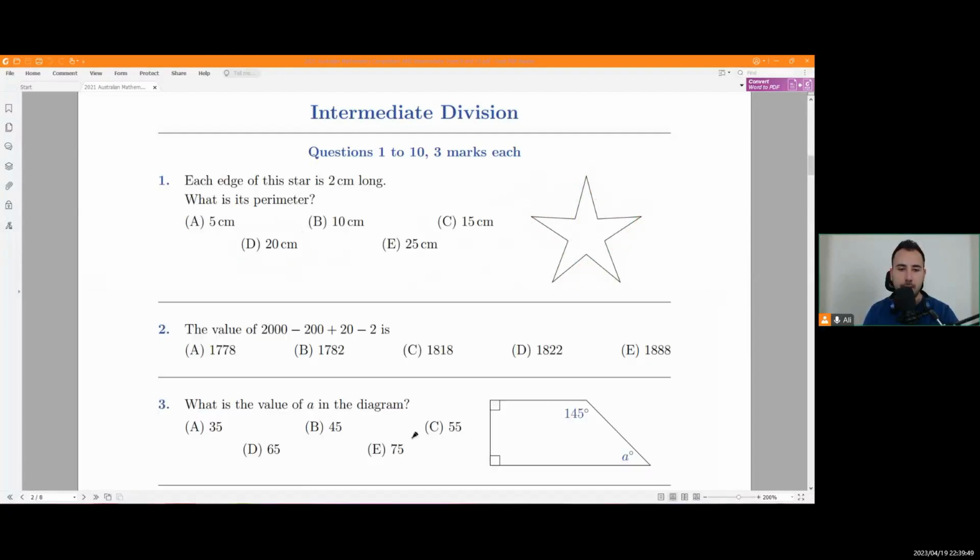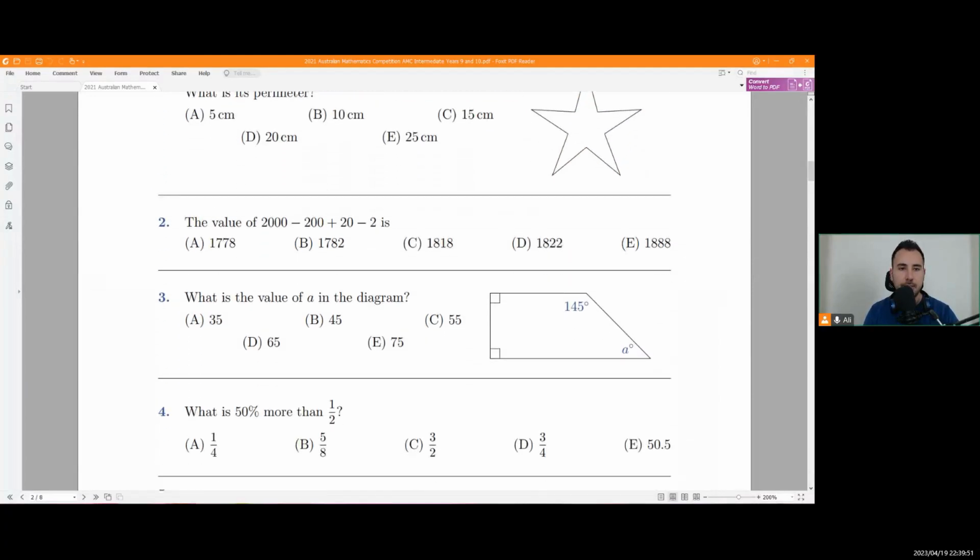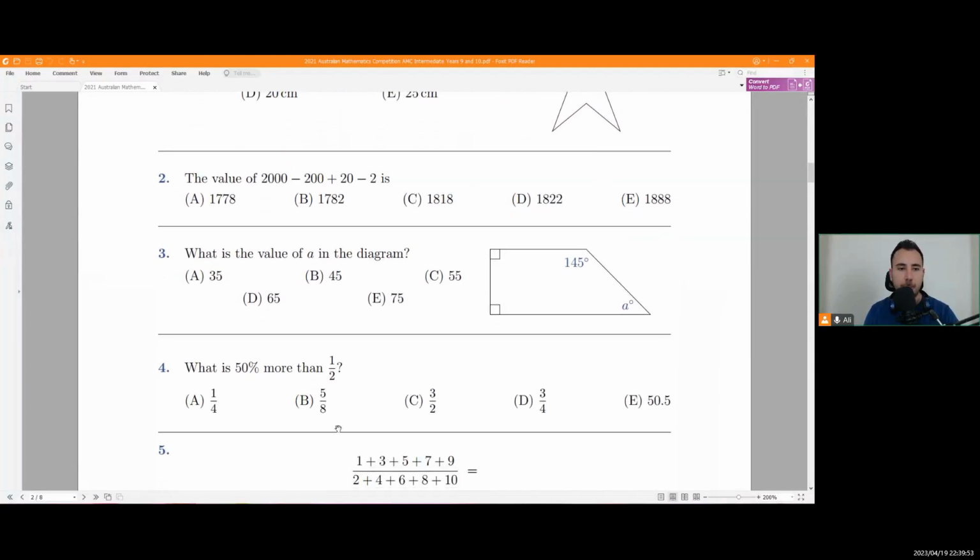Okay, let's focus on the second question now. What is the value of this? This is going to be 1,800 plus 20 minus 18. This would be all of it plus 18. So obviously it will be C.